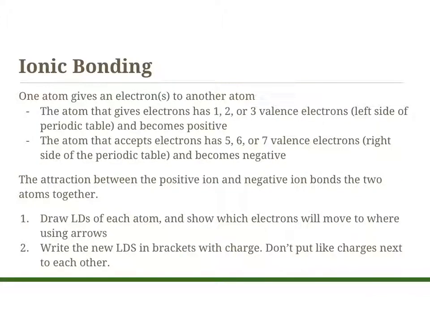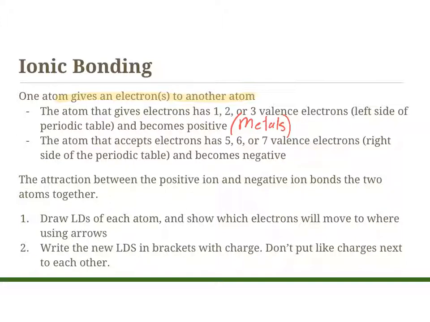The first thing that we should remember is that ionic bonding is a situation where an atom gives an electron to another atom. It's where an atom that gives an electron will have 1 or 2 or 3 valence electrons. It'll be on the left side of the periodic table. It'll become more positive. These will be metals. So you want to remember that these will be metals.